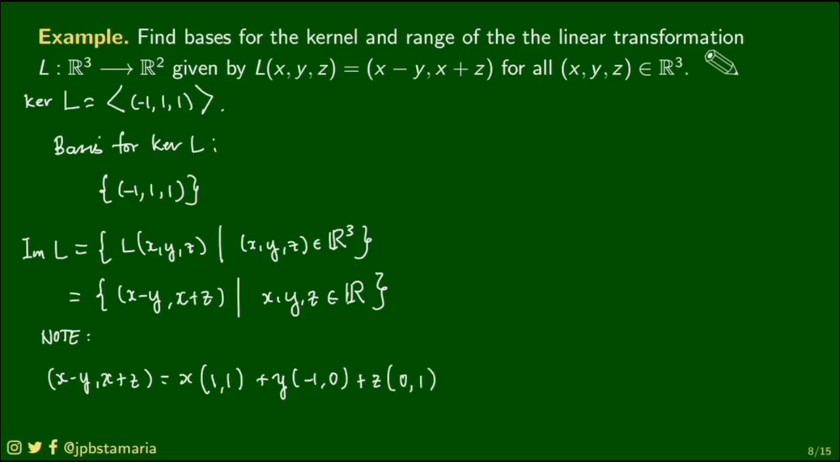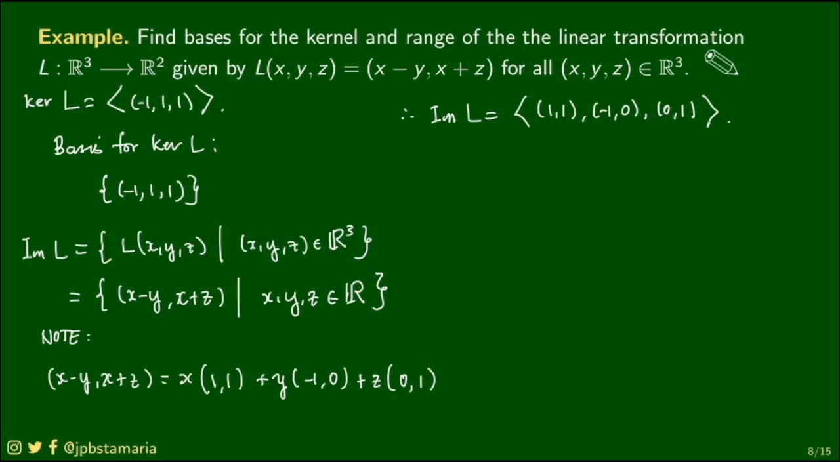0, 1. So as you can see, every element in the range is nothing but a linear combination of these three vectors. Therefore, we can say that the image of L is really the span of the vectors 1, 1, minus 1, 0, and 0, 1.